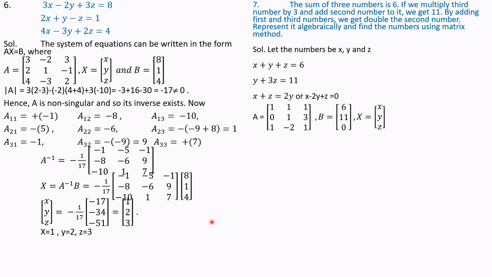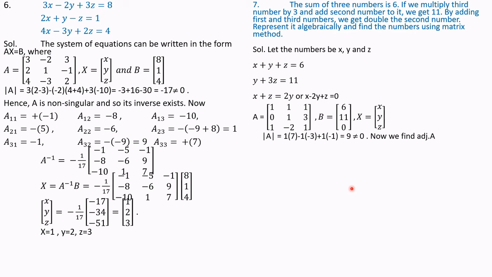This system is written in the format AX equals B. Here A has first row 1, 1, 1. The second row is 0, 1, 3, because there is no x term here, so it is taken as 0. In the third equation, we write 1, minus 2, and plus 1. B is 6, 11 and 0, and X is x, y, z, the variables.